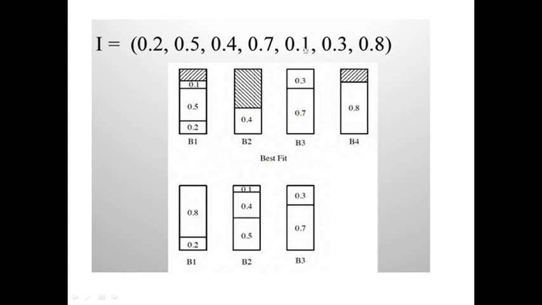Then for 0.1, every bin has 1 unit of total space. In bin 1, 0.7 has been used, so 0.3 is still there in bin 1, so 0.1 can be accommodated in bin 1.